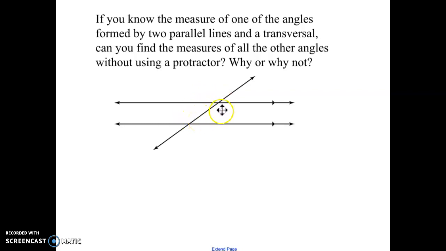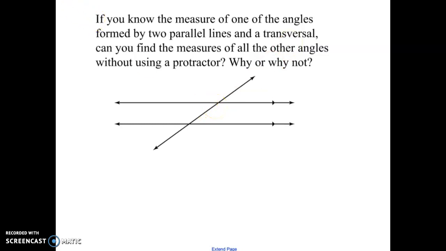Okay, because right now, this transversal here, cutting the 2 parallel lines, and we know those are parallel lines because we see that little arrow there and that arrow there. And then this is a line because it has that arrow going each way, meaning that that line goes on forever. That's called the transversal.